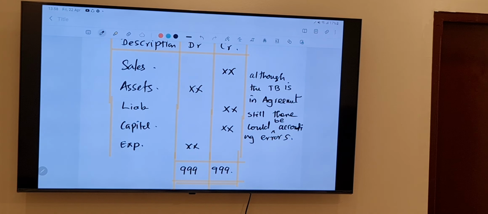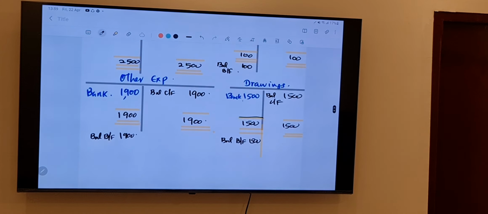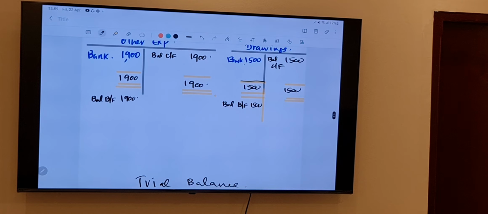Later, in a later chapter, we are going to study what types of errors will still be there even when the trial balance is in agreement. When I use the words in agreement, I mean that the totals are equal. Okay, now can we go to that example here and prepare a trial balance using this?